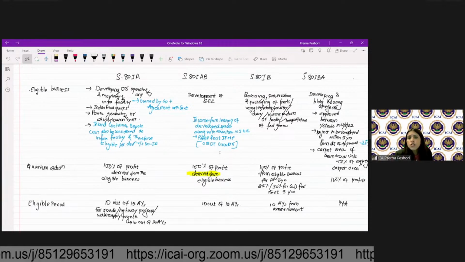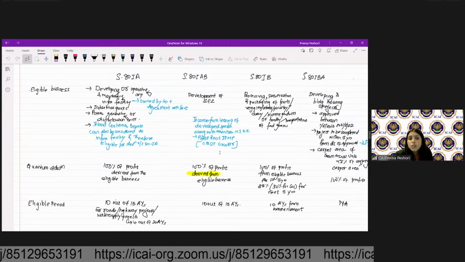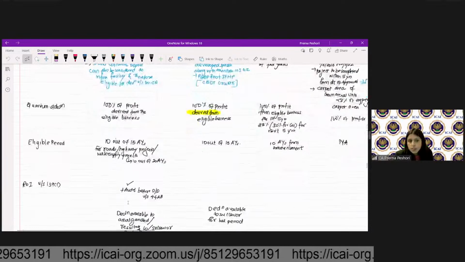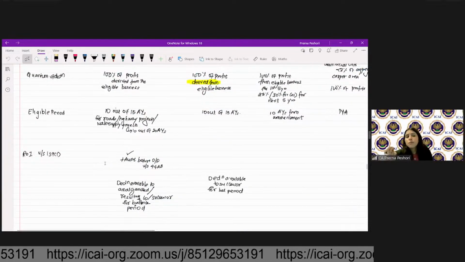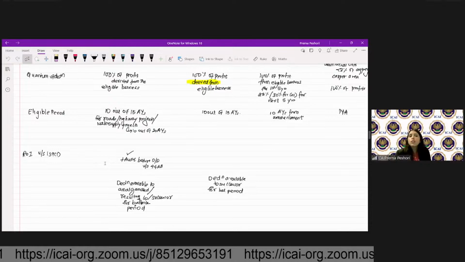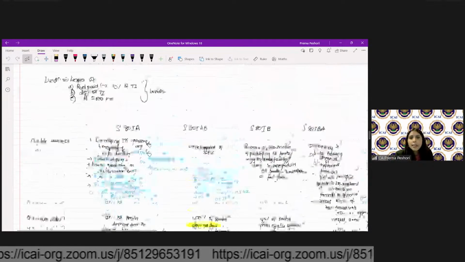The quantum of deduction is 100% of the profit derived from the eligible business. Eligible period is 10 out of 15 assessment years. Here you should have filed the return of income under 139(1) for claiming the deduction, and the audit before the due date of 44AB. Are we clear?